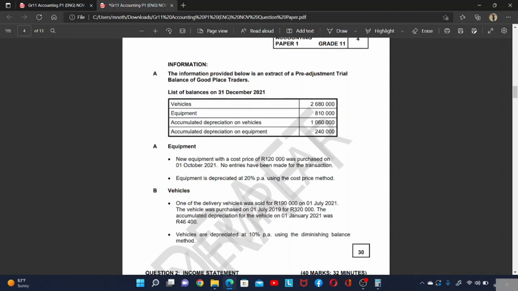Equipment: new equipment with a cost price of 120,000 was purchased on 1 October 2021. No entries have been made, meaning that this equipment is not included in the balances because no entries were made. Okay, so let's go and do the calculations.